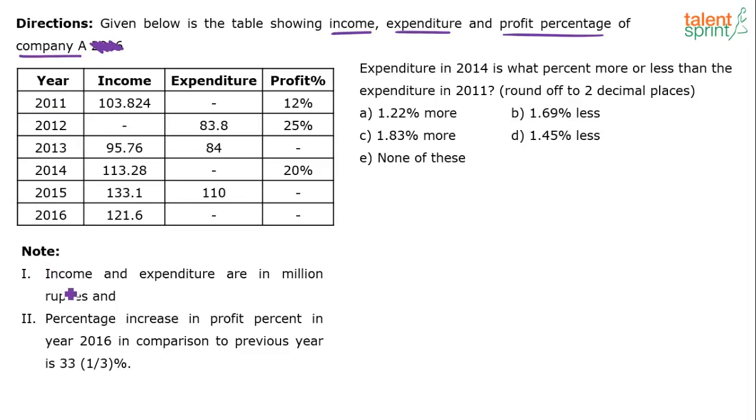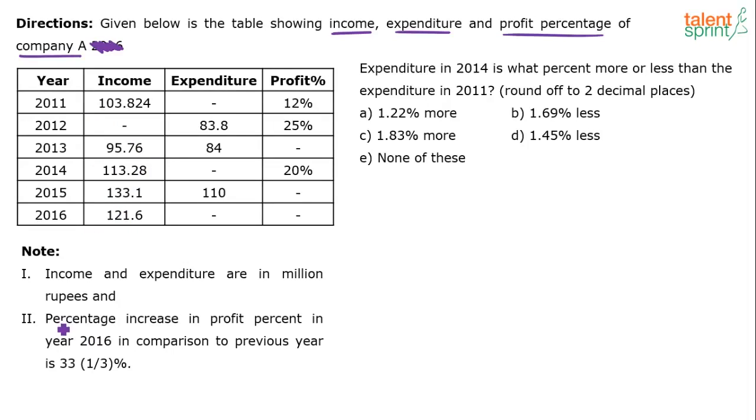There are some points given to us. Income and expenditure are in million rupees. Both income and expenditure are in millions. 103 million is like 10.3 crores, 95 million is 9.5 crores, 113 million is 11.3 crores and so on. Anyway, the values given here are in millions.